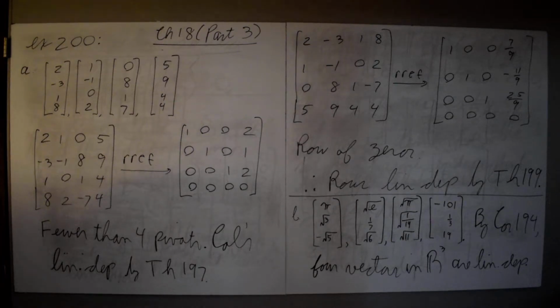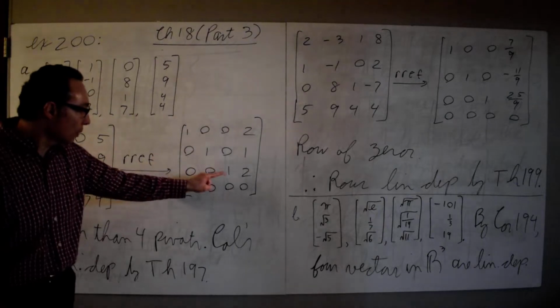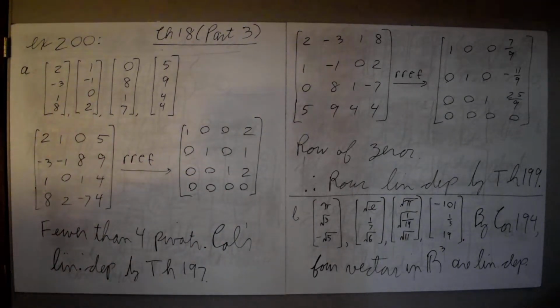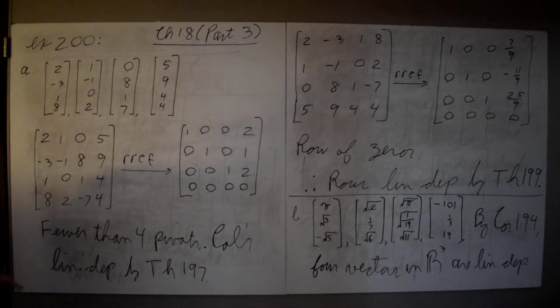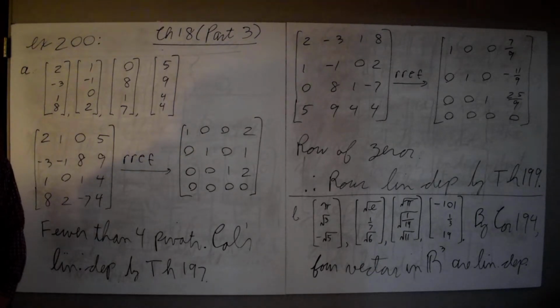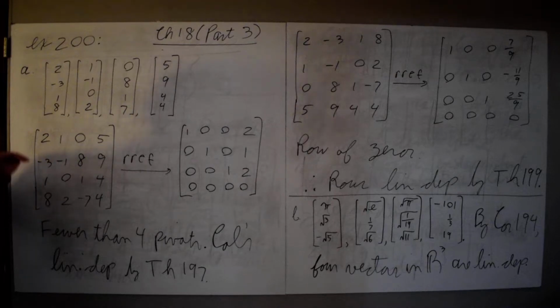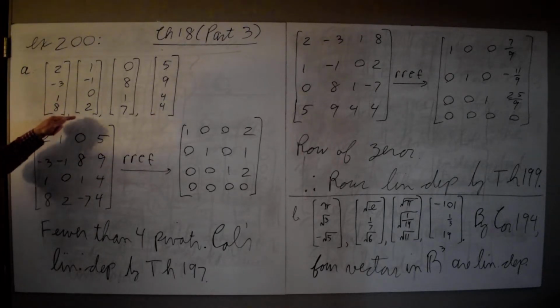And we put the matrix in reduced row echelon form, and we notice that we have 3 pivots and not 4. Since we have fewer than 4 pivots, the columns are linearly dependent by theorem 197. So this is the first way that we're going to do this problem. We made a matrix where we made the columns of the matrix these vectors.